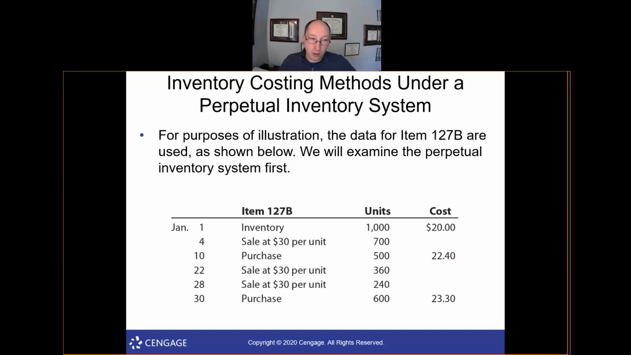I sold later in the month on January 4th. I sold 700 units at $30 per unit. That gives me a gross profit of $10, right? 30 minus 20 is 10. Then I purchased some more. I purchased 500 more at $22.40. The cost went up. And I sold some more. I sold 360 units at $30. And then I sold some more, 240 at $30. And then I purchased some more, another 600, $23.30.